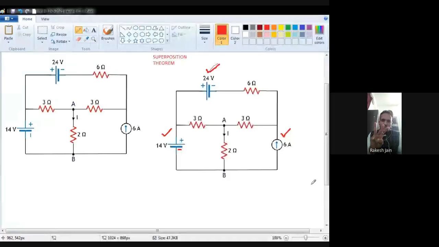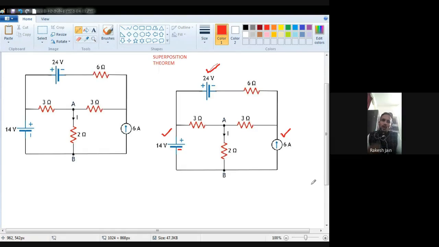According to the question, you have to find out the current I with the help of superposition theorem. Superposition theorem states that while finding anything with its help, just consider one source at a time and find out the answer. That is not your final answer. That is one step.